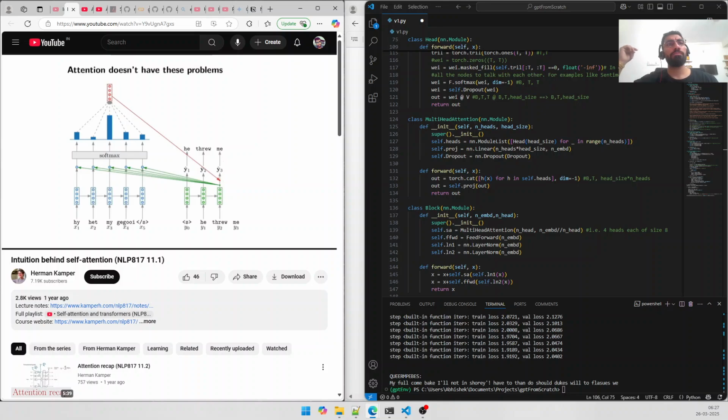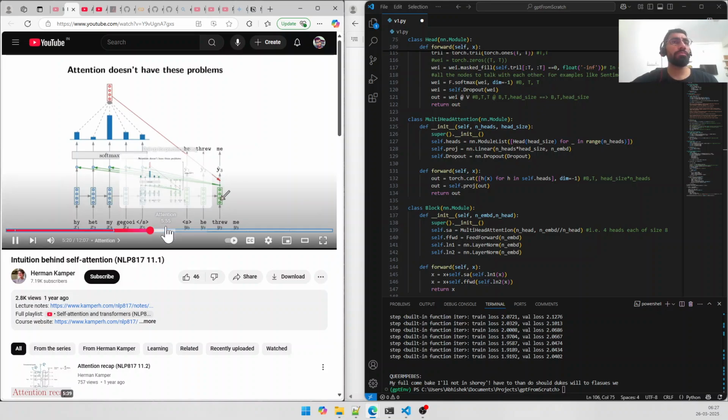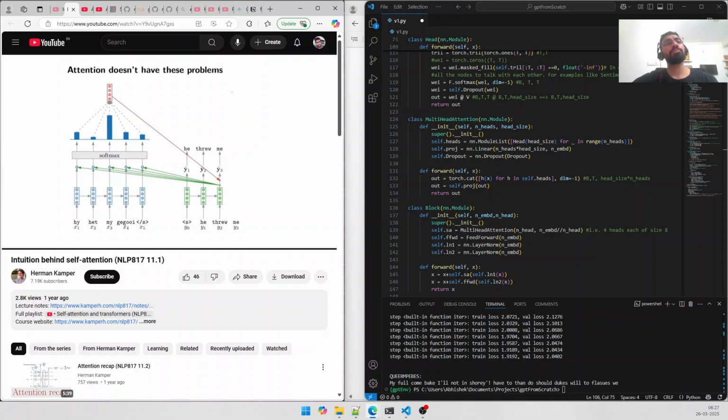Now, the cool thing is, let's just for the moment pretend that these query vectors in my decoder and these values or keys from my encoder, let's just pretend that they've already been calculated and we have them. And then let's just focus on the attention component here in the upper part of this diagram.